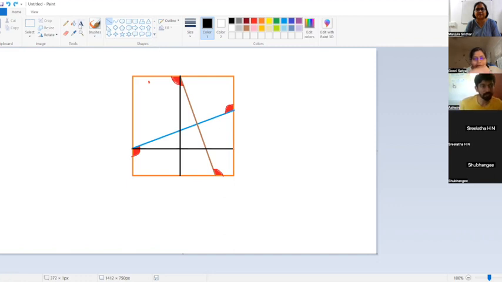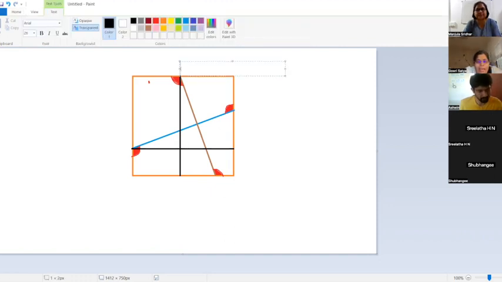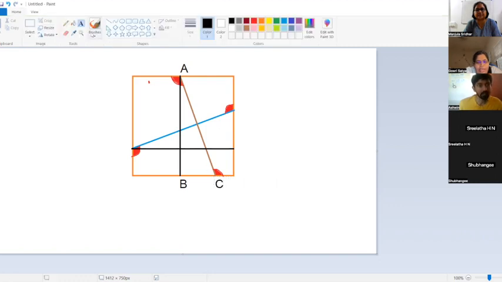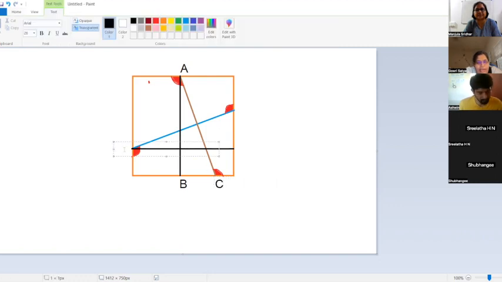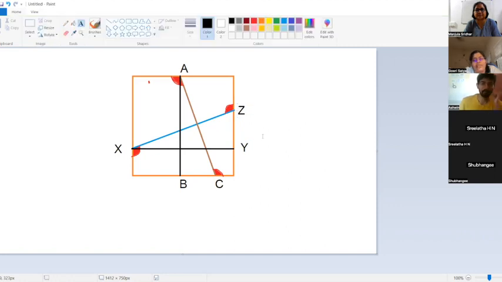Okay, let me label the vertices. So which two triangles are you talking about? The blue, orange, black, and the brown, black, orange. Yes, ABC. And this you mean? Yeah, ABC and XYZ will be congruent. Okay.